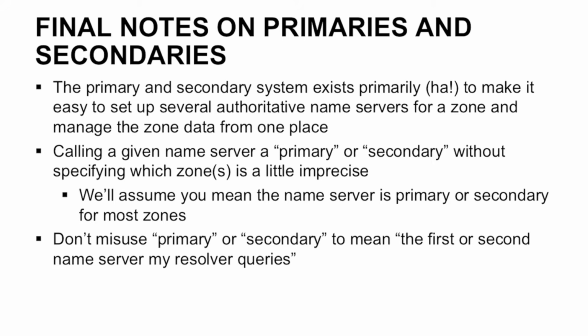It's a little silly to call a particular name server a primary or a secondary without specifying which zone you're referring to. A single name server can be primary for some zones and secondary for others. In common usage, though, a primary name server is one that's primary for most of the zones it's authoritative for, and a secondary is one that's secondary for most of its authoritative zones.